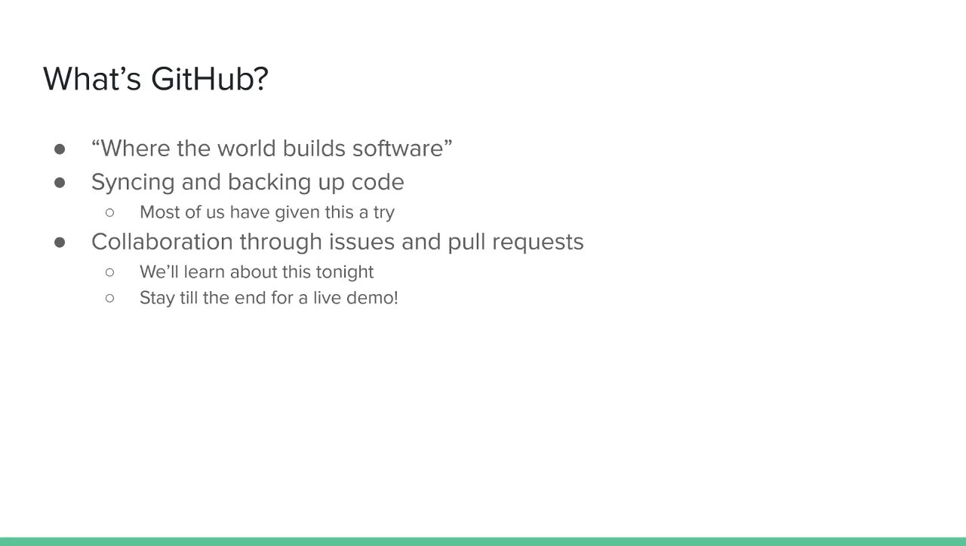We're going to be talking about some intro things with GitHub issues and pull requests. But to start, what's GitHub? Most people have used it for syncing and backing up their own personal code, but it's also super powerful for collaboration through issues, pull requests. There's a lot of other features that it has, but tonight we're going to be focusing on those two.